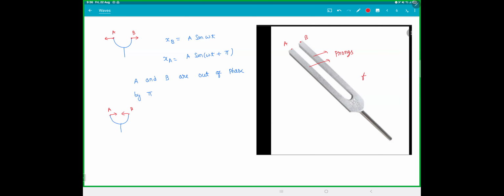Now, how can you mess up this frequency? Normally you can't, but if you add weights, maybe you can put some weight, or generally people use wax also. If you take a candle and rub it against the fork, the wax will get deposited, so the weight will increase. Wax is easy to remove also. Heat it a little and it melts off. So the frequency decreases because it becomes more difficult for the prongs to oscillate.